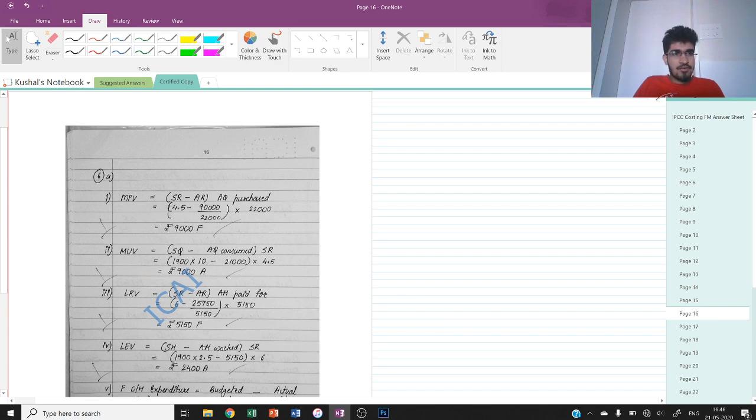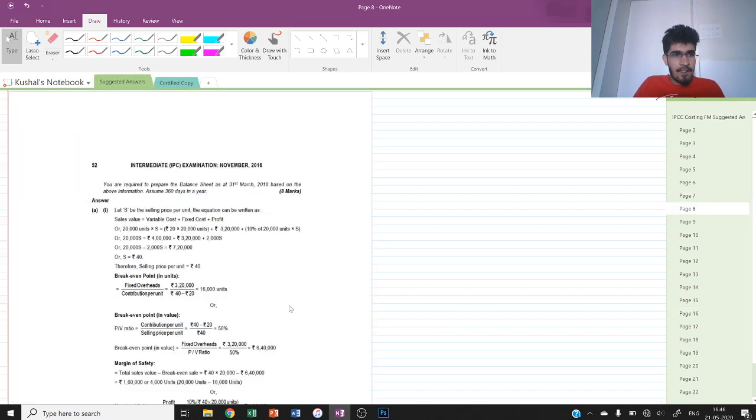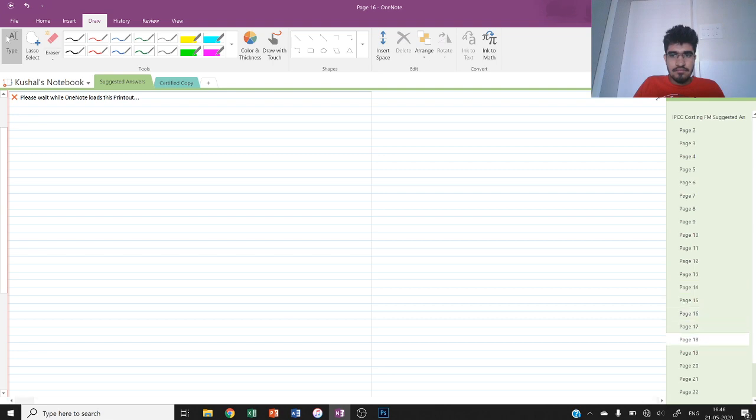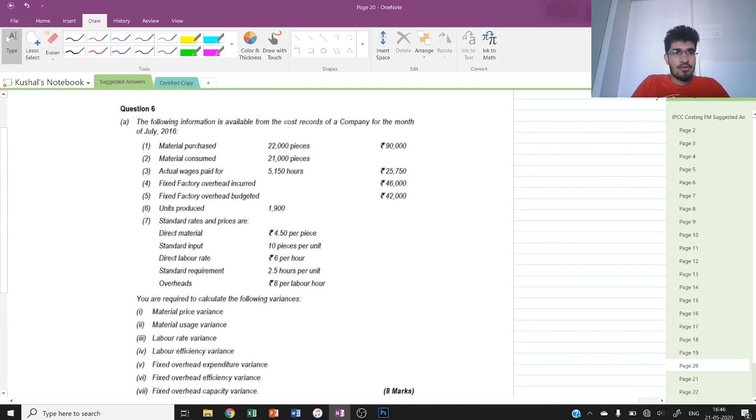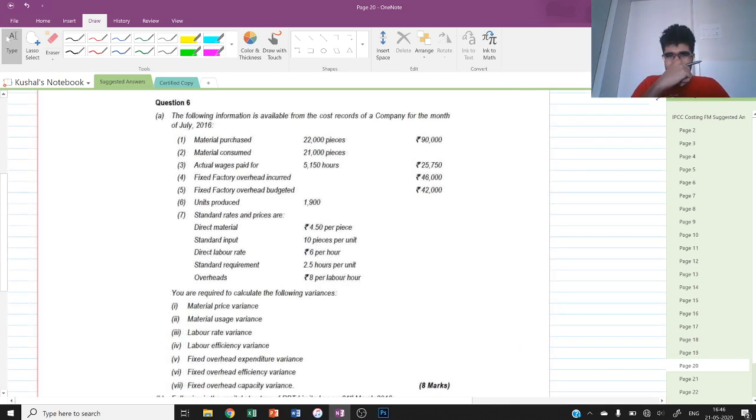Let's see question number 6 now. Yeah, question number 6. So this is a standard costing sum. This is also an easy question. If you are aware of the formulas and the concepts, I think you are going to ace this particular question as well.